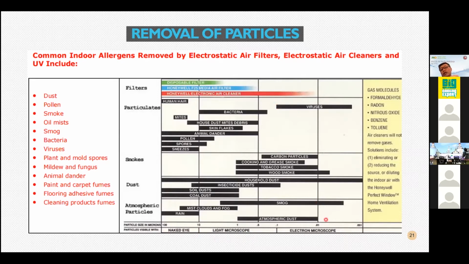So the size of the virus is around submicron, in the electron microscope range. If using a MERV 13 filter or a MERV 14 filter, you're able to trap, not all, but it helps to trap and filter off contaminants.